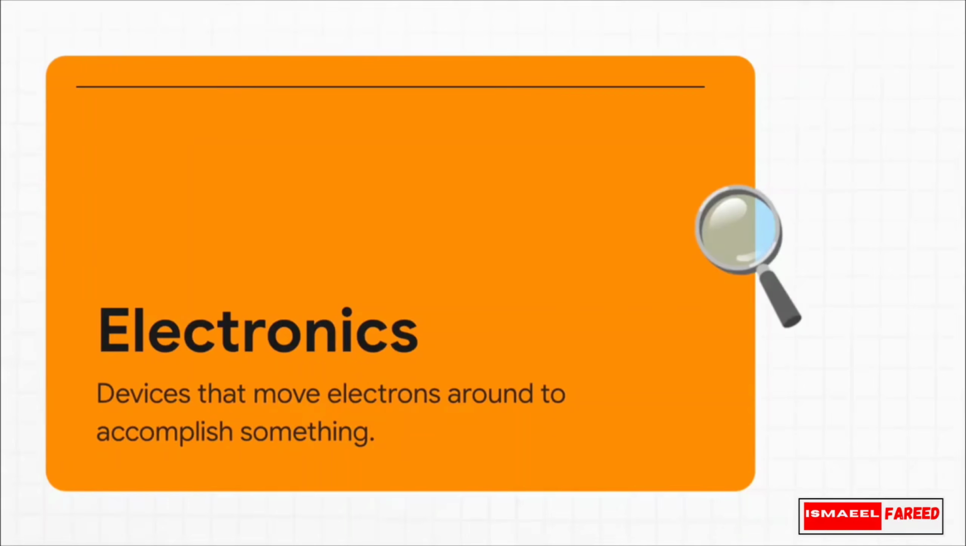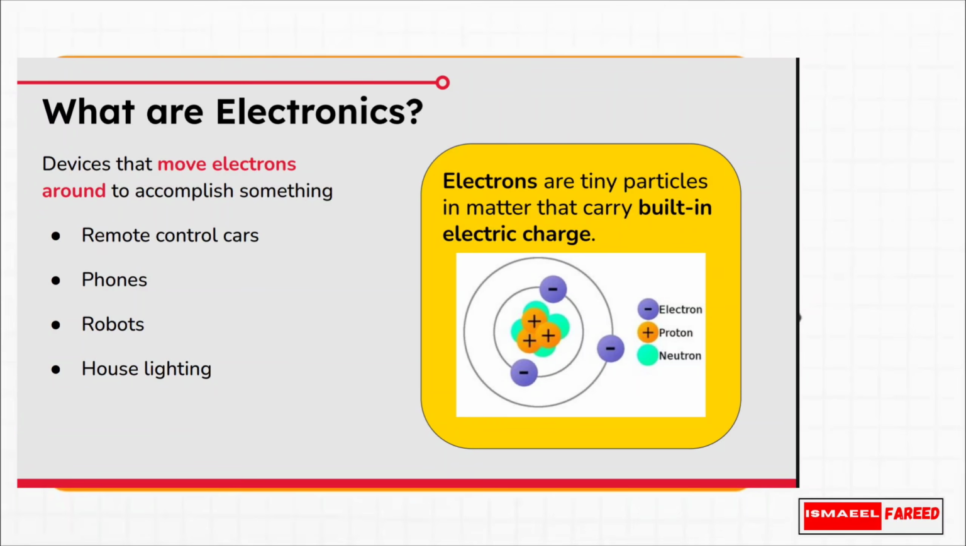Section 1, the magic of electrons, the basics. To kick things off and set a solid baseline, we need a really simple, clear definition of what it is we're actually talking about. So, what are electronics? At their core, electronics are just devices that move electrons around to accomplish a specific task. That's literally the whole shebang.